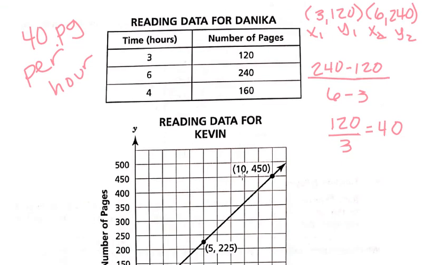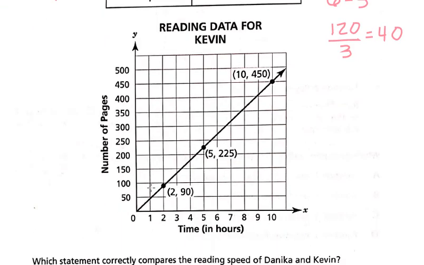So now I'm going to go figure out how fast Kevin reads. I'm going to use 2 ordered pairs here. And again, I can't count this because it's not counting by ones. This isn't 1, 2, 2.5. This is actually 50, 50, and 25. So this is actually 75 here.